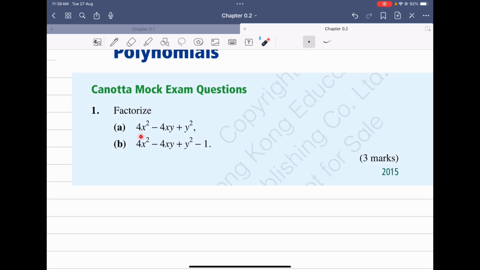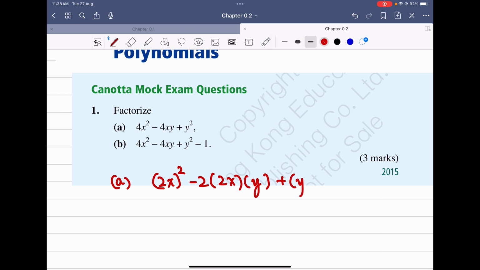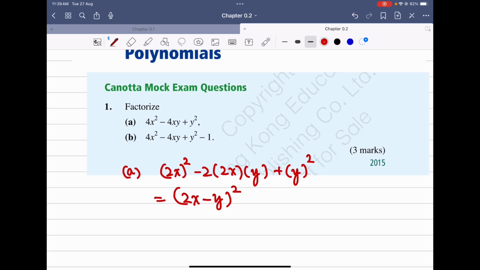So when you look at this, 4x squared minus 4xy plus y squared, you think about the identities first. So that means you have to think about it as actually (2x) squared minus 2 times 2x times y plus y, bracket squared. So in this case it's identity. So this is a squared minus 2ab plus b squared. So you get (a minus b) bracket squared. So part A is like this.